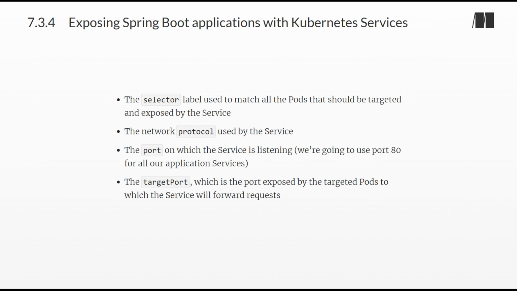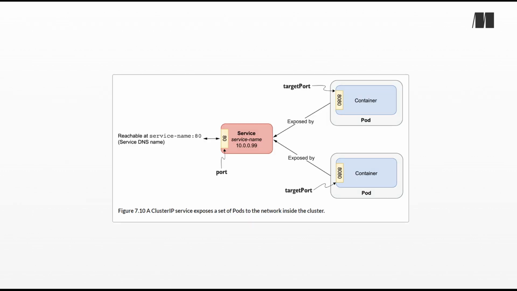The network protocol used by the service. The port on which the service is listening. We're going to use port 80 for all our application services. The target port, which is the port exposed by the targeted pods to which the service will forward requests. Figure 7.10 shows the relationship between a cluster IP service and a set of target pods running applications exposed on port 8080. The name of the service must be a valid DNS name, since it will be used by other pods as a host name to access the targeted pods. Figure 7.10. A cluster IP service exposes a set of pods to the network inside the cluster.